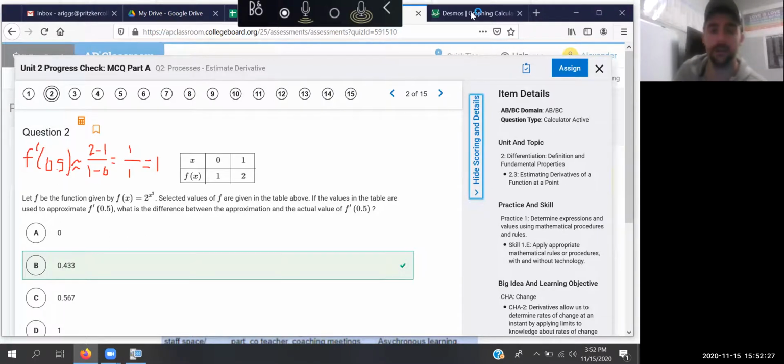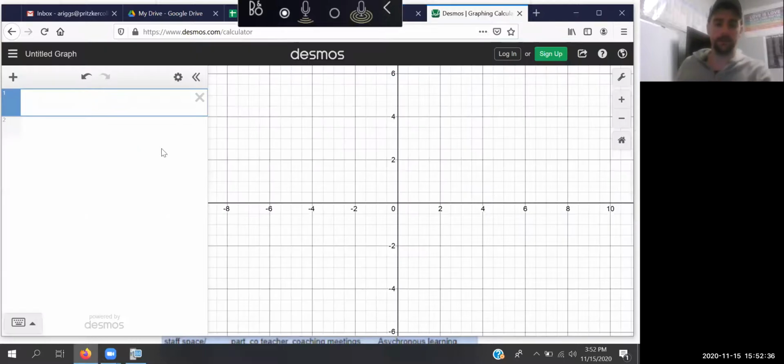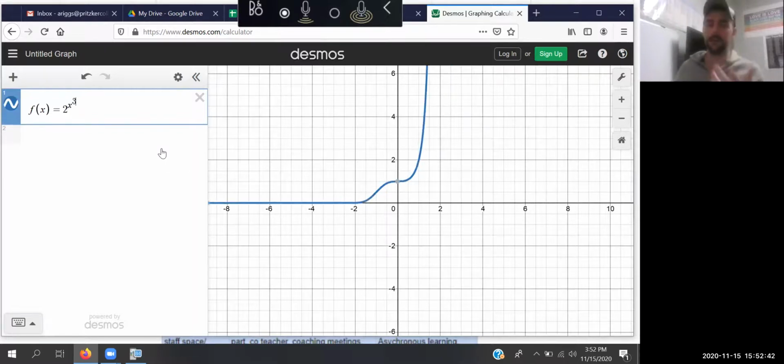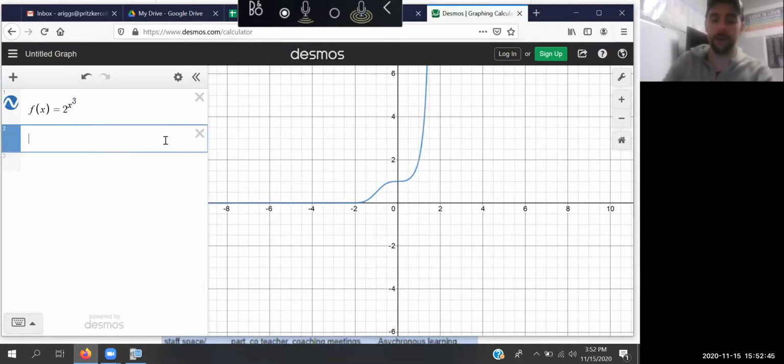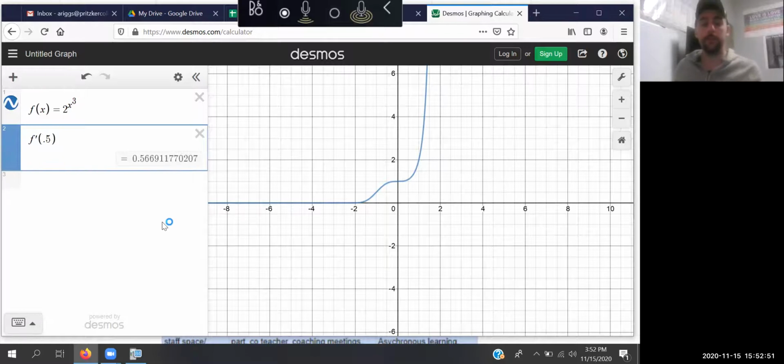Let me show you really quickly how this would look on Desmos. I'm going to clear off all my work. Clear all drawings, and let's bounce over to, so again, I could say f of x is equal to 2 to the x to the third. So that's our function right there. And again, this is actually a lot easier on this one. If I just do f prime of 0.5, there's our slope at that point.